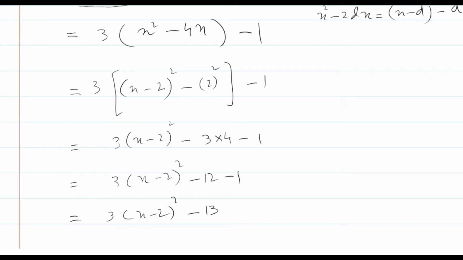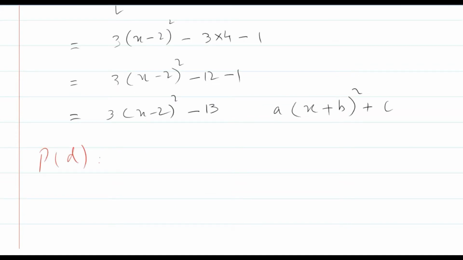If you look carefully, you can find that it has been converted into the form a times (x plus b) whole square plus c. For a better understanding, now we will solve part D: 2x square plus 7x plus 5. Let's see how it works.